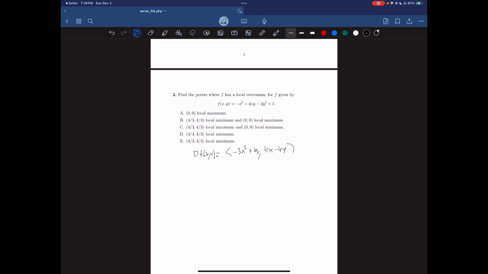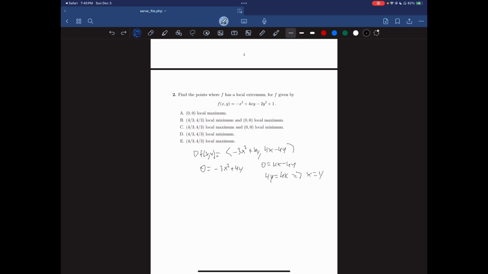And now we need to set each of the components equal to 0, so that we have 0 equals negative 3x squared plus 4y, and of course 0 equals 4x minus 4y. So if we focus on this equation, we're just going to get 4y equals 4x, and therefore x equals y. That makes things much easier. We can plug in x equals y to this equation right here, and that'll capture all our solutions.